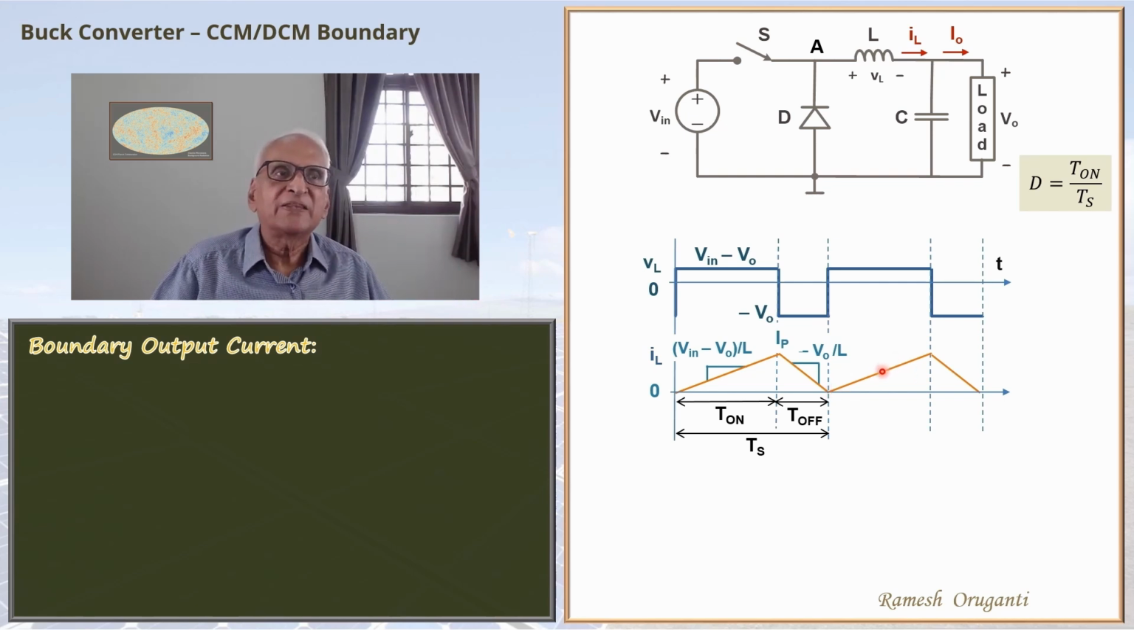And we know that the average of the inductor current is the output current. So this is the inductor current under boundary condition IOB, which we saw earlier, and the average of that is the boundary current. This is the peak-to-peak ripple current delta IL, which is of course equal to IP itself, the peak current itself. So we want to determine the value of IOB. Some of you might notice immediately that IOB is nothing other than delta IL by 2. But let's go through the formal steps.